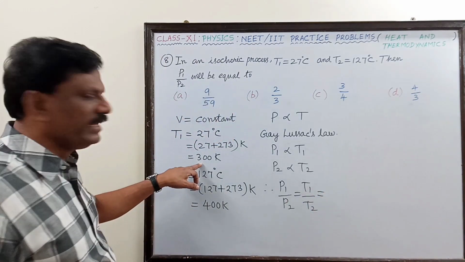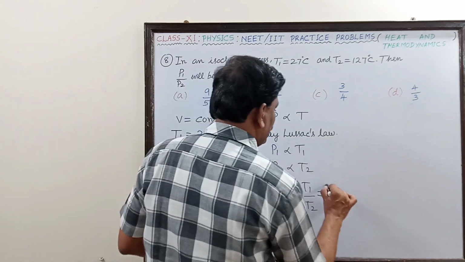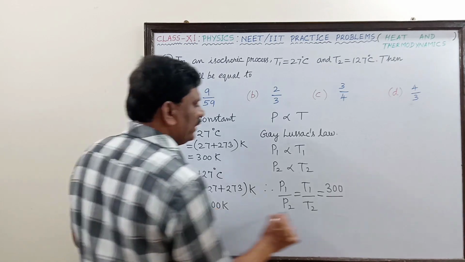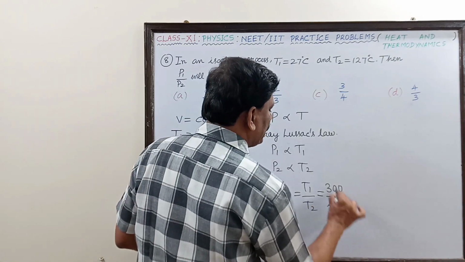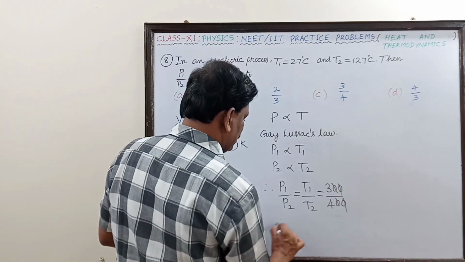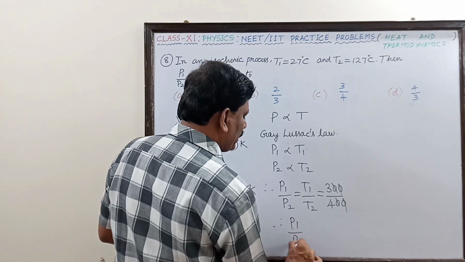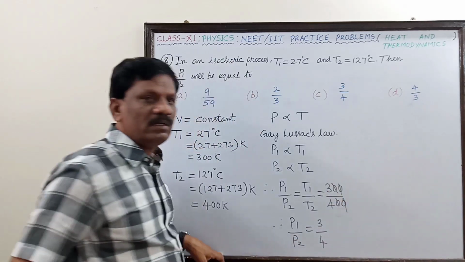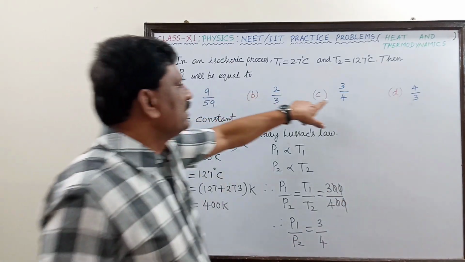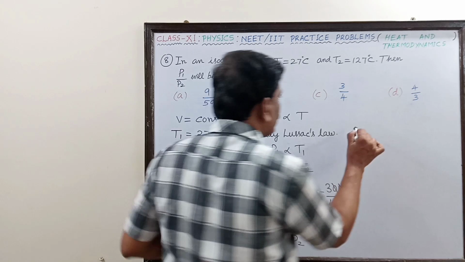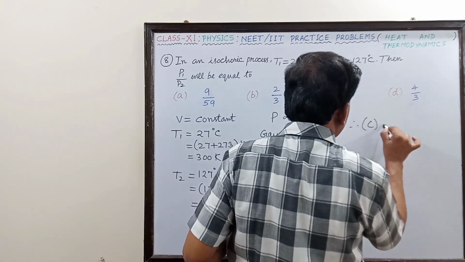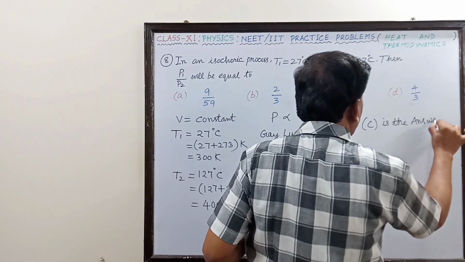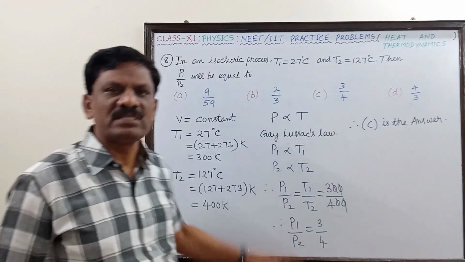So T1 is 300 K divided by T2 which is 400. So this is now equal to 3 by 4. So option C is the correct answer. Therefore, option C is the correct answer. I hope you must have understood well. Fine.